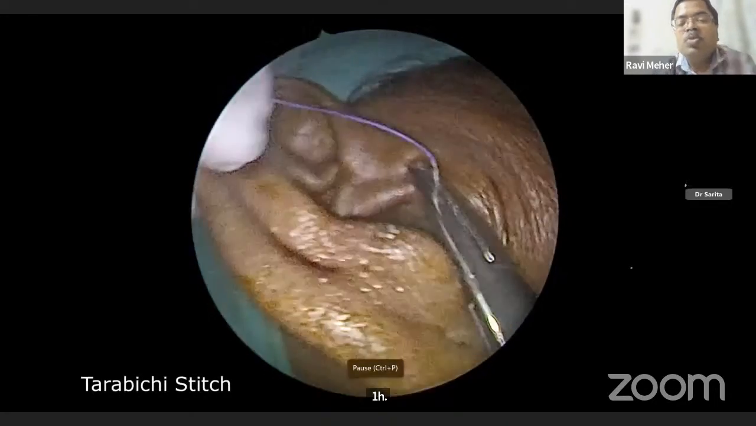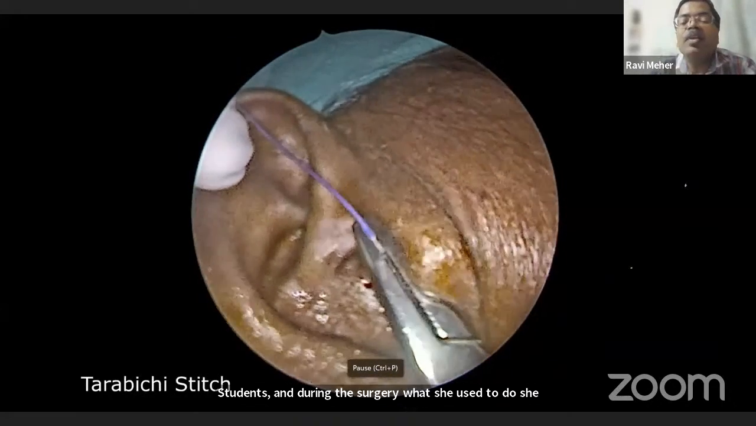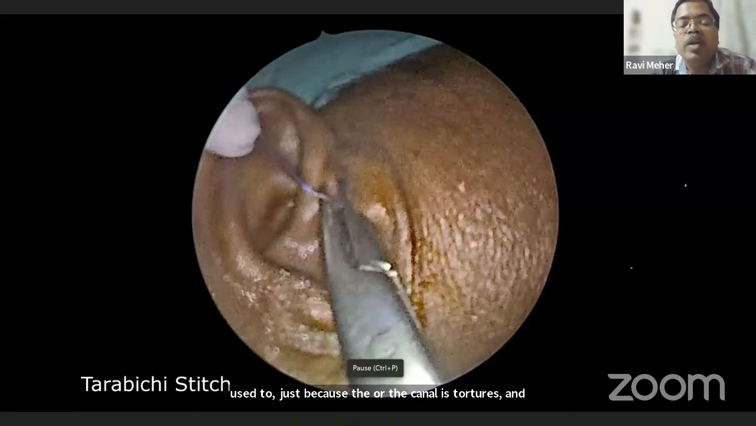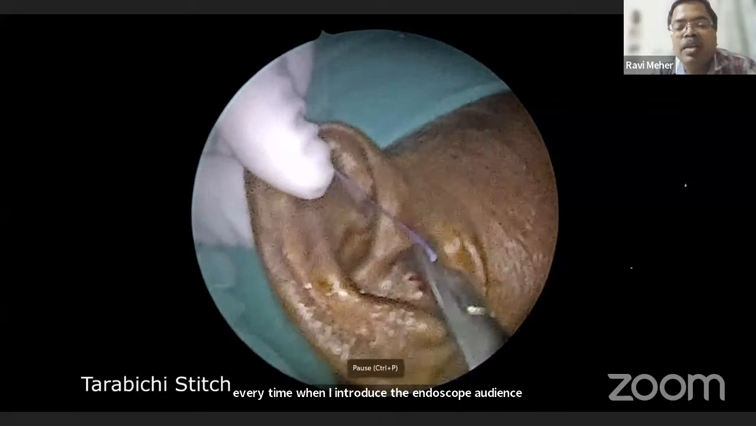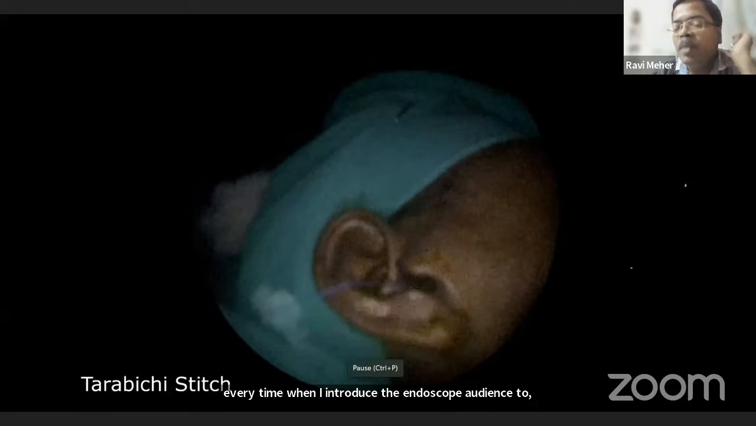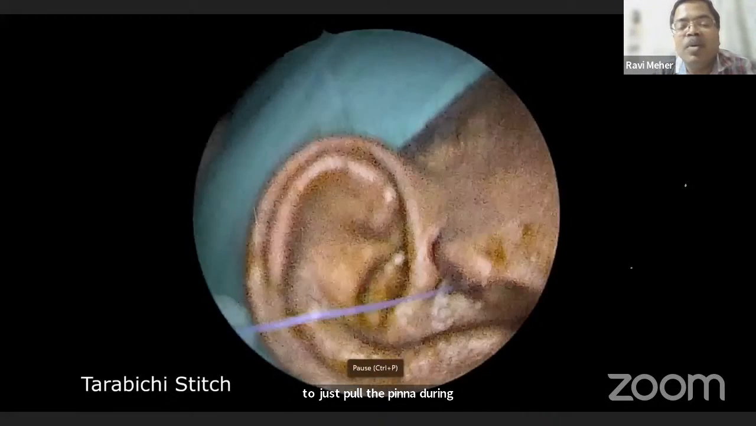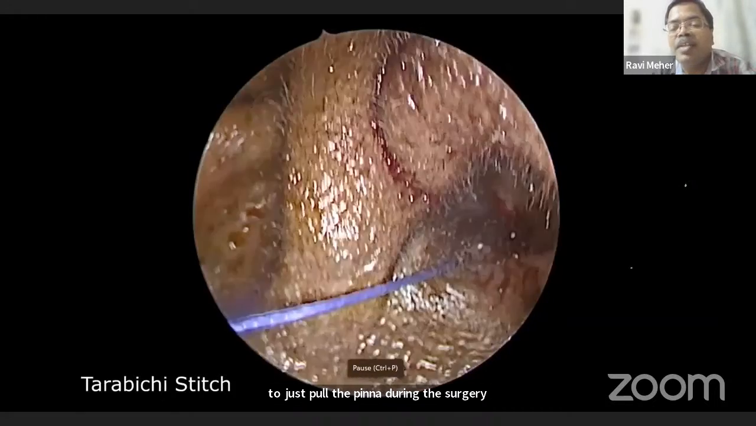the canal is tortuous, and every time I introduced the endoscope or the instrument, it would actually strike the canal wall. So she used to just pull the pinna during the surgery, right? So her work was only to pull the pinna during the entire surgery.